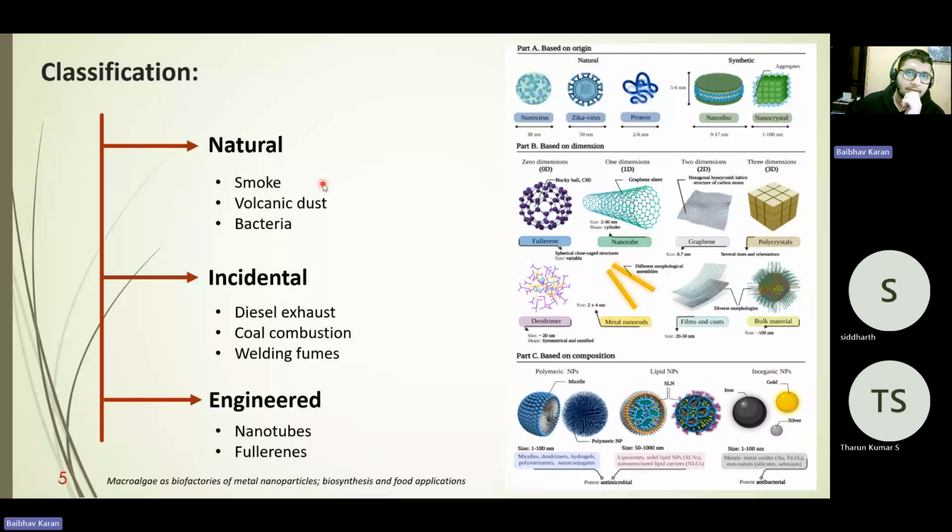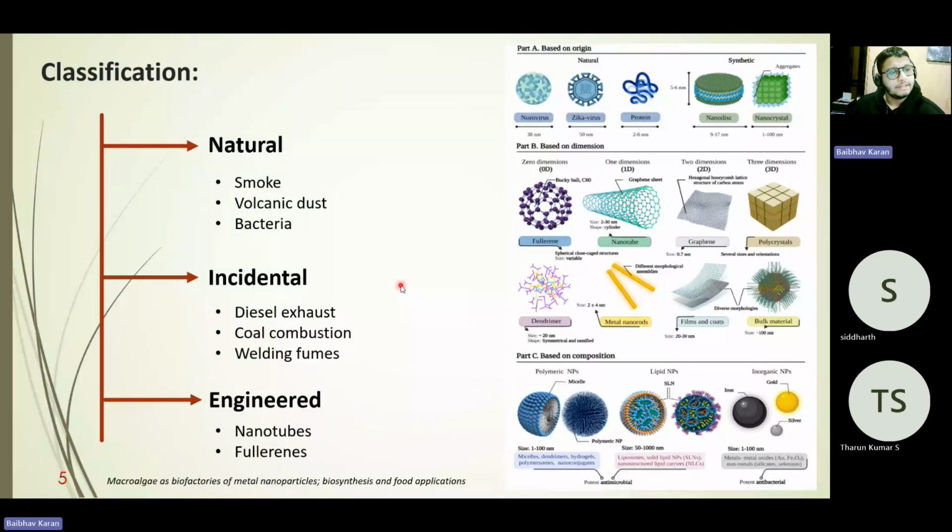Then comes man-made. How are we making nanoparticles? The man-made ones are classified into two more types. One is incidental ones. Incidental means it is created as a byproduct of a reaction. The intended product of the reaction is different. We are not creating the nanoparticle in this, but it is a byproduct of the reaction. That is called incidental. We are producing something, but we got nanoparticles. The examples are diesel exhaust, coal combustion, and welding fumes.